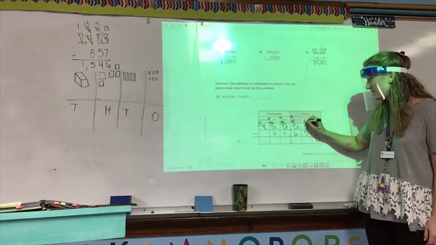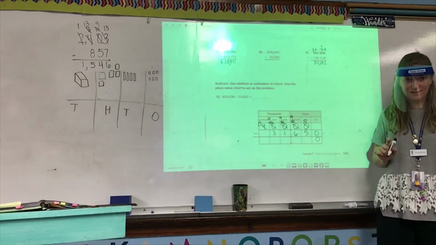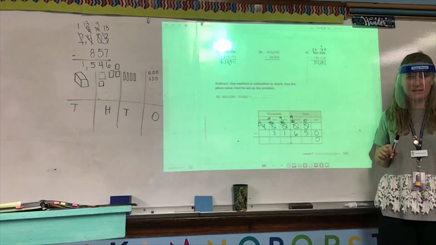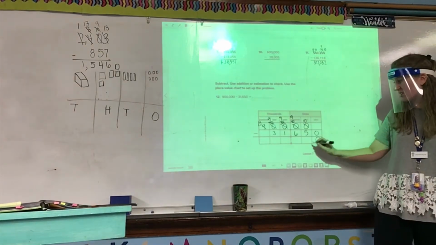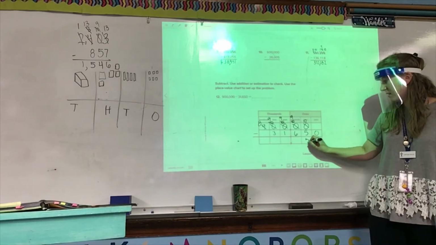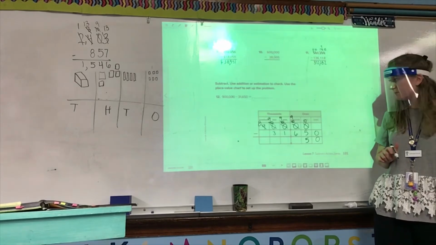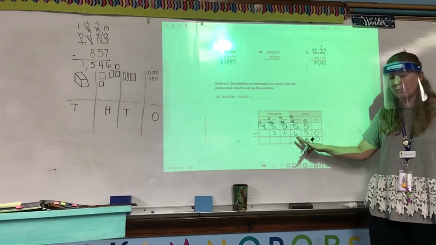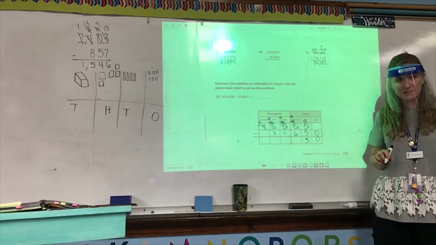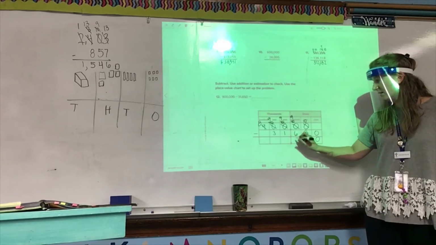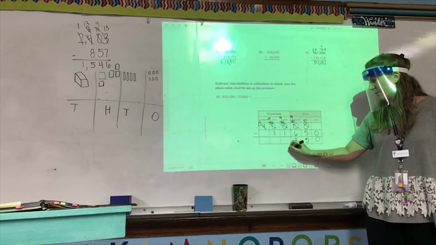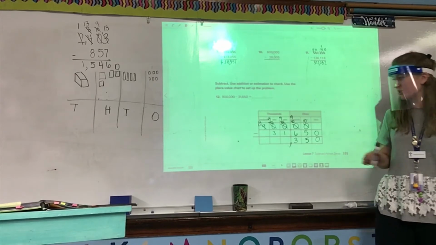10 tens. Now, can I take 5 10 rods away? Yes, because 10 minus 5 is 5. Step 3. Subtract the hundreds. I have 9. I want to take away 6. Can I do that? Yes. 9 minus 6 is 3. I bring down my comma because it's always going to line up in addition and subtraction.